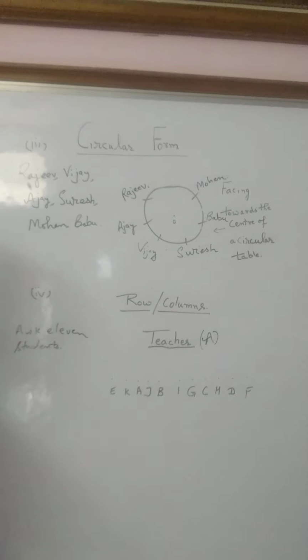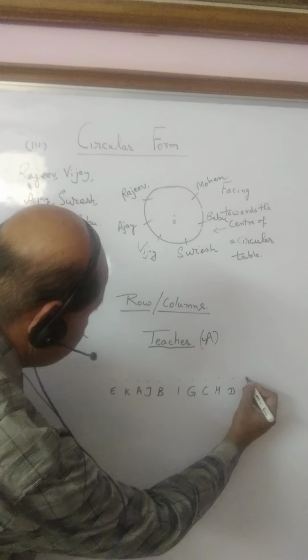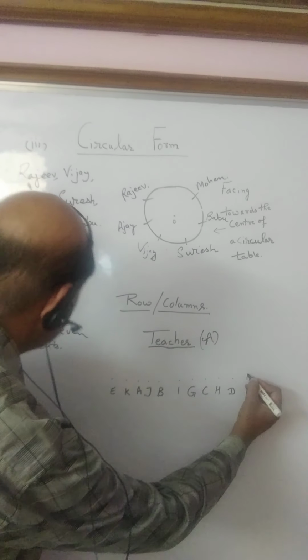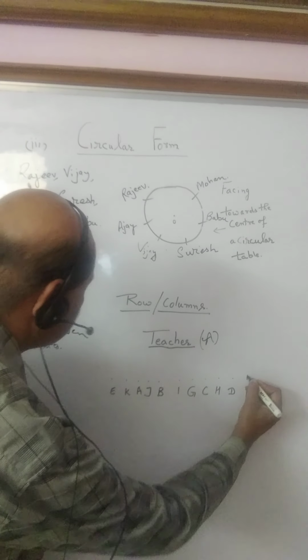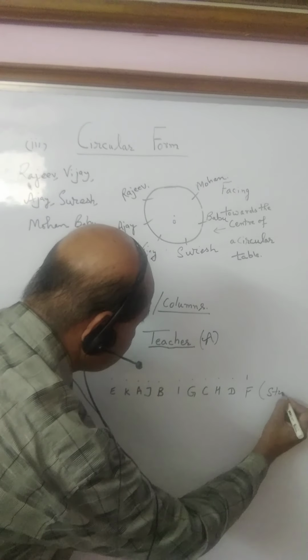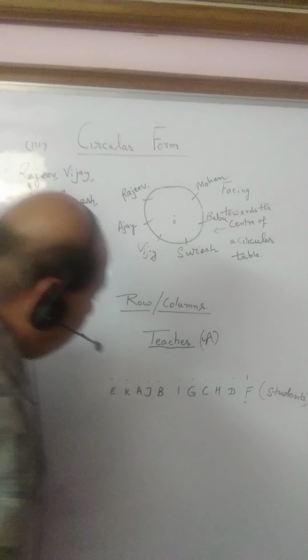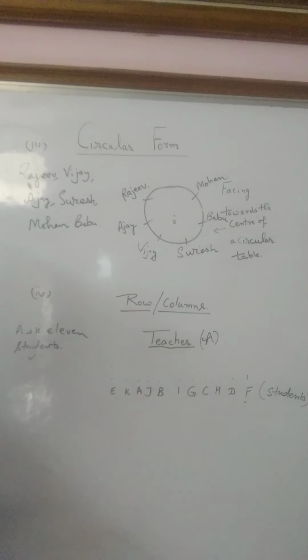Then he says that the condition is D, that is the student D who is just to the left of F, means D is left of F. A boy or a teacher is sitting here. He is a student. I have taken 11 students, so these are students. So student F I have fixed and D is sitting left of him. This is the first condition.